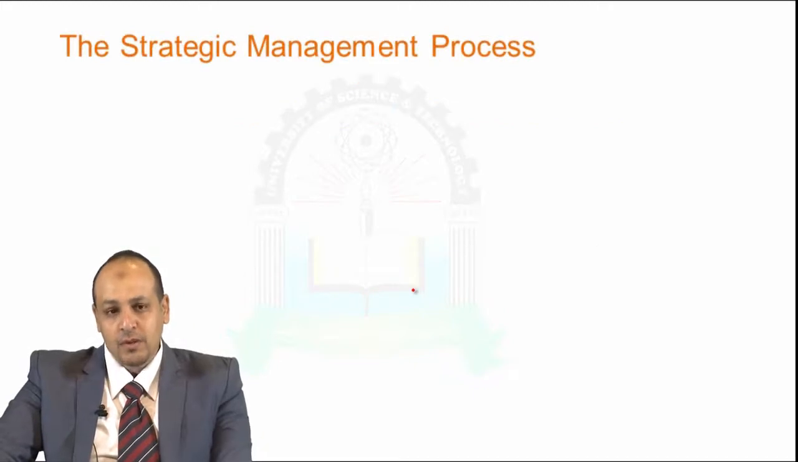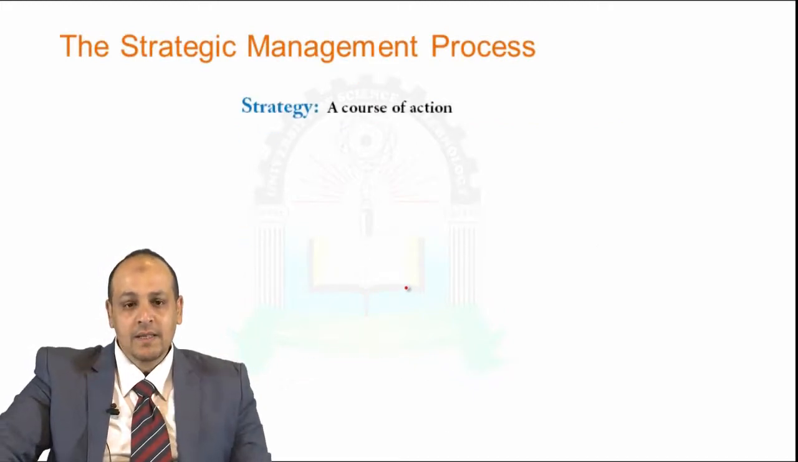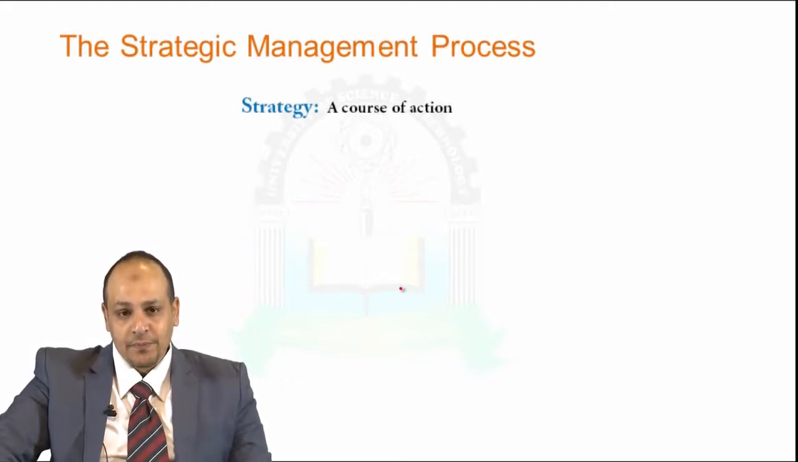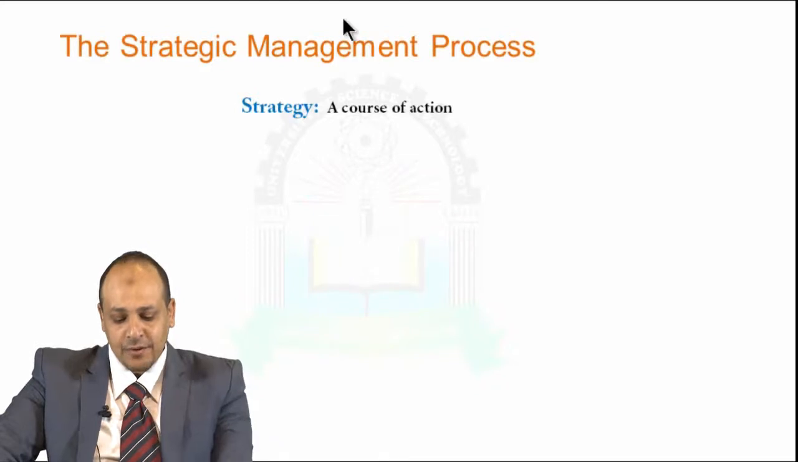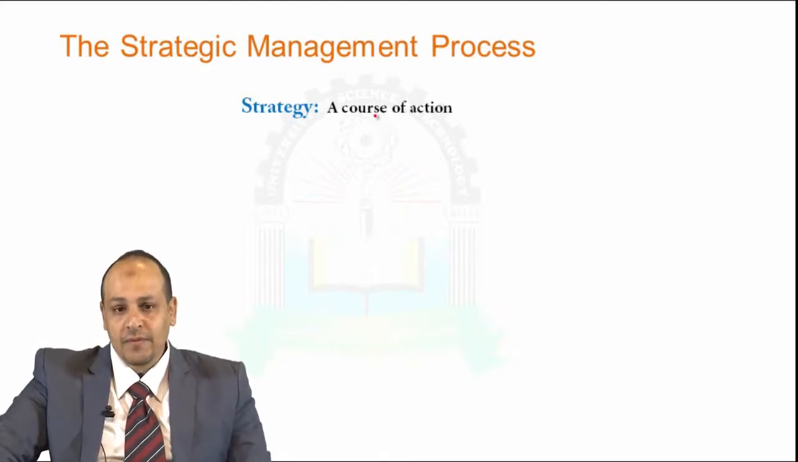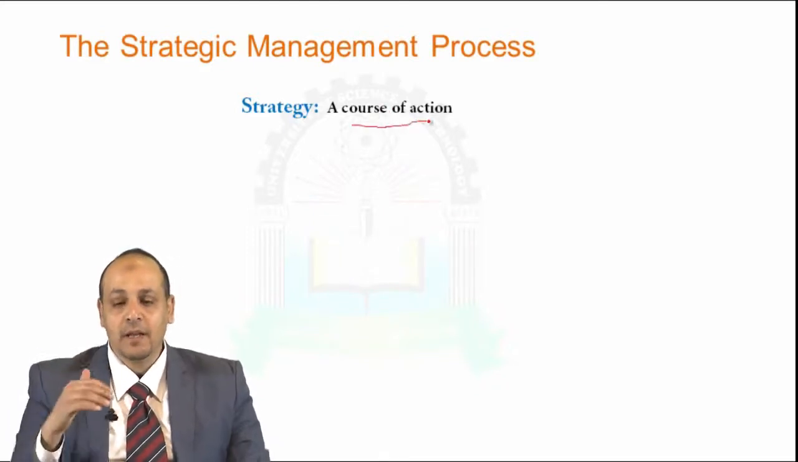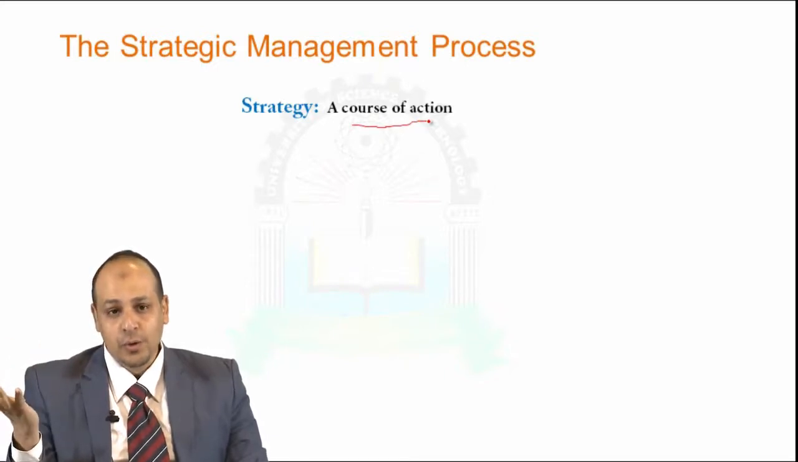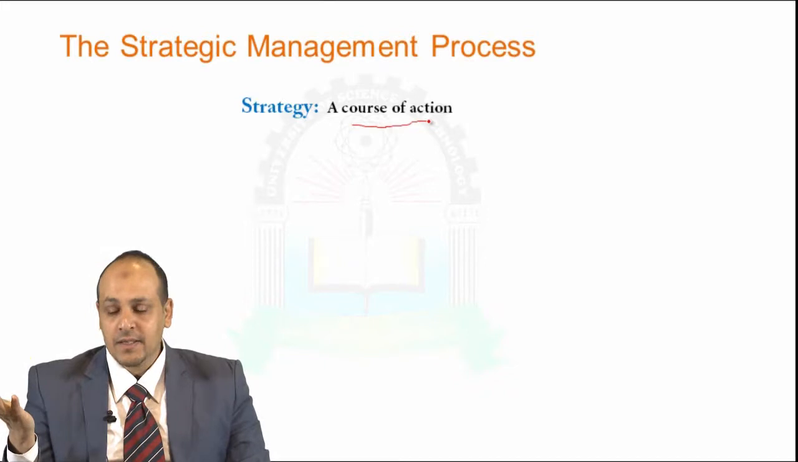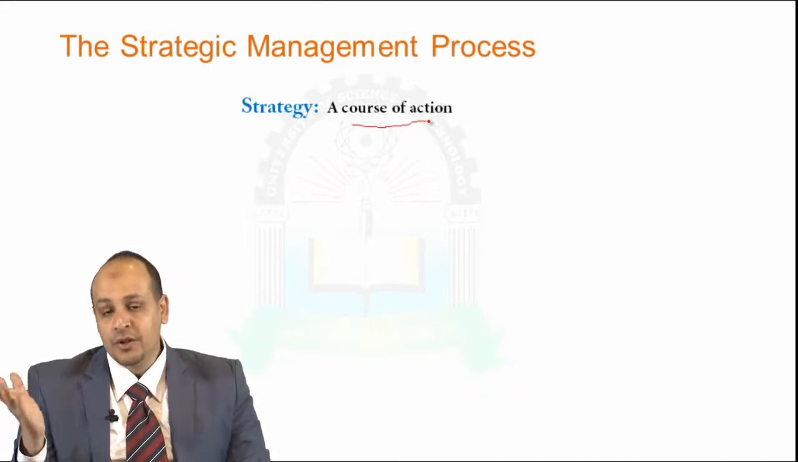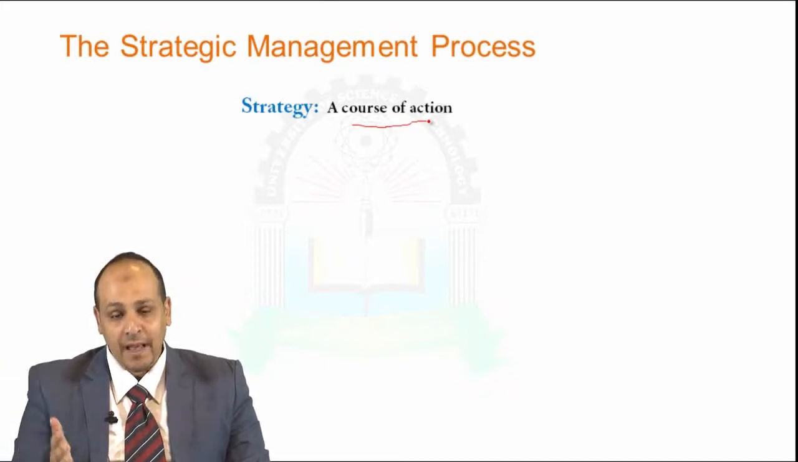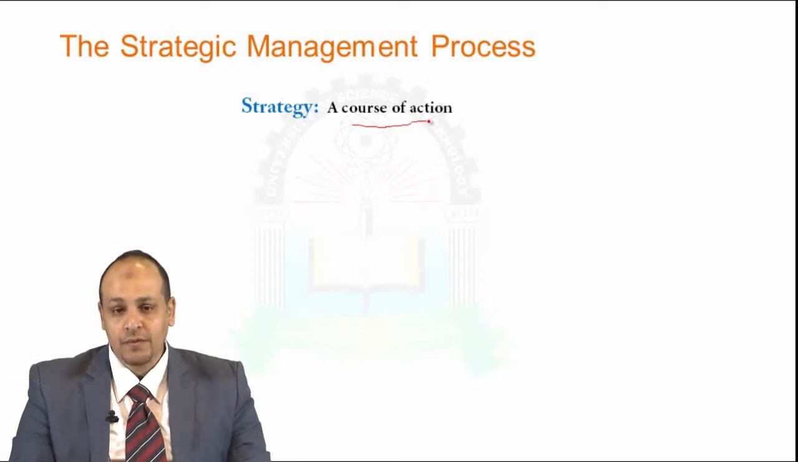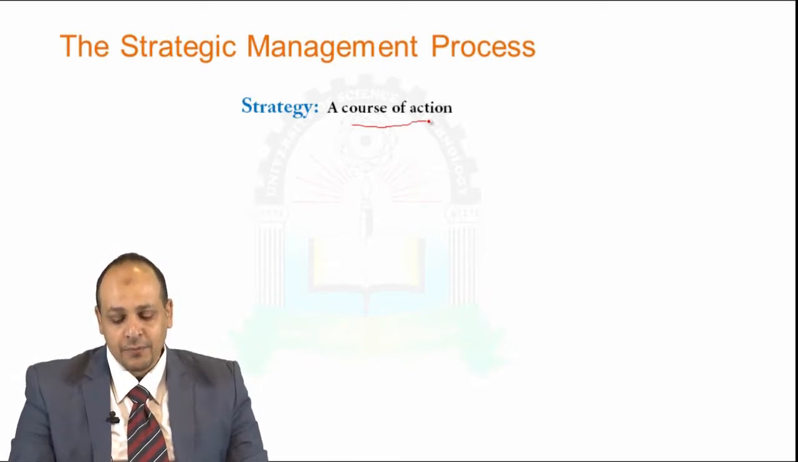So here, we start with the first one, what a strategy is. Actually, in order to talk about a strategy, we usually talk about a course of action. What we mean by a course of action is the kind of action that will be taken by the company in order to reach a given goal or objective set by the company. So in order to achieve this goal, we need to have a plan, which is a course of action, which is referred to as a strategy.